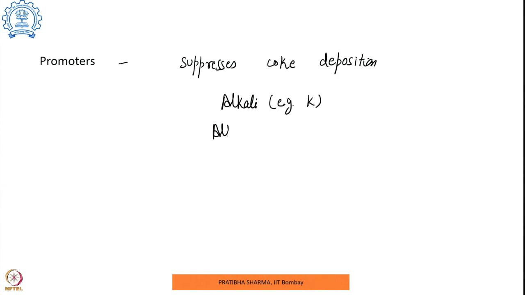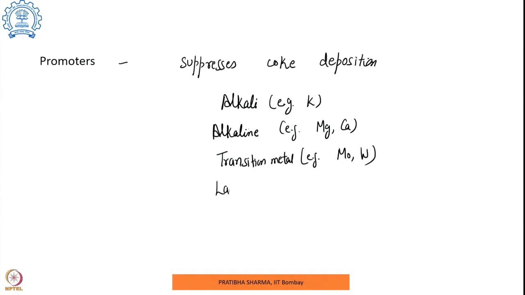Now, other than the catalyst and support, a small quantity of promoters are added, and this addition of promoters suppresses coke deposition onto the catalyst surface. Some promoters used include alkali metal elements like potassium, alkaline earth magnesium and calcium, transition metal based, including molybdenum and tungsten, and from the lanthanide series, lanthanum and cerium. So, when a small quantity of these promoters is added, this is beneficial and reduces the carbon formation on the surface of the catalyst.